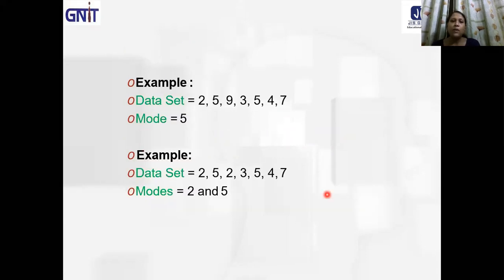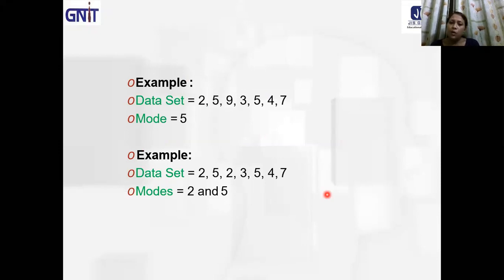So moving to our next slide, the data set is 2, 5, 9, 3, 5, 4, 7. So the number of elements is 7. Here we can see 2 is occurring only once, 9 only once, 3 only once, 4 only once, 7 only once, and only 5 occurring twice. So the mode of this data is 5.